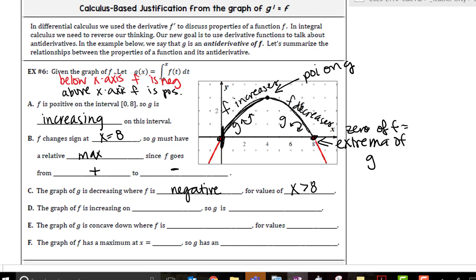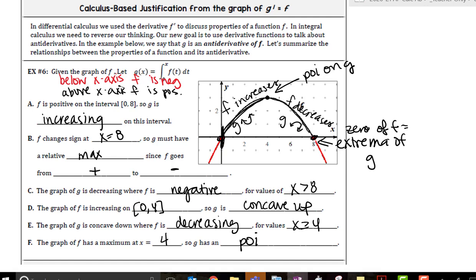Since we are increasing from 0 to 4, we have that closed interval, then we are going to be concave up. And we are concave down where f is decreasing, which is going to be anything greater than or equal to 4. We have a max at 4, which means that essentially that double derivative is 0. So we have a point of inflection. Get this summary written down.